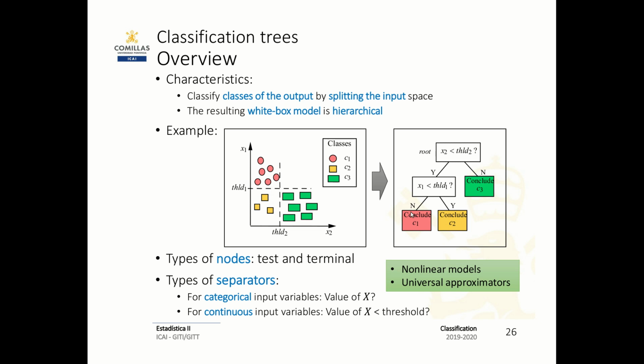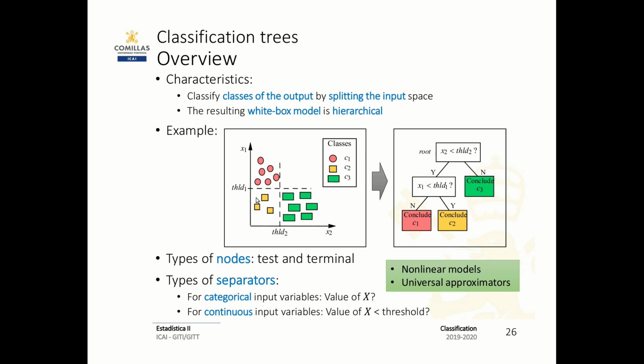So this is a non-linear model because the splits that it generates can be rather complicated. There is a formal definition of nonlinear, but let's keep that one for the moment. And it is a universal approximator, meaning that no matter how complex the function is, a classification tree can approximate it infinitely accurately, as long as we allow the tree to be complex enough.